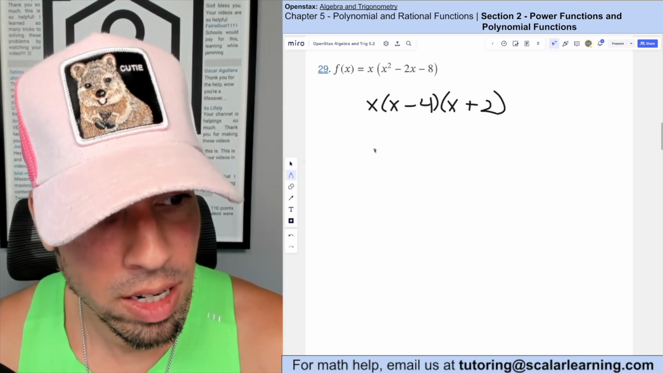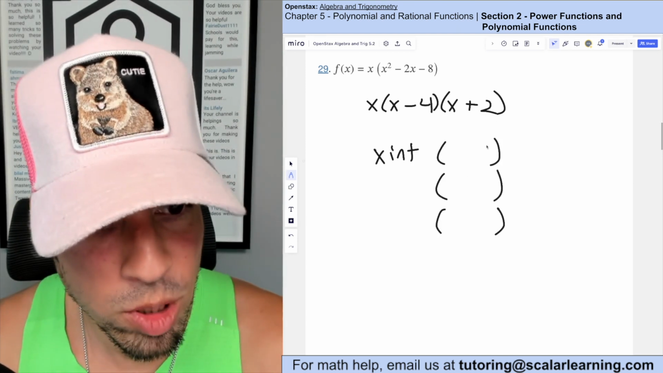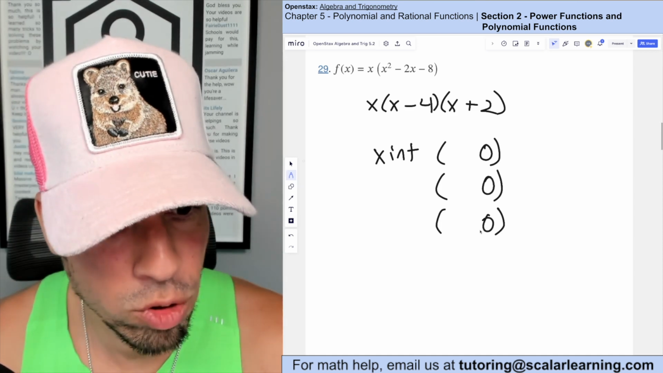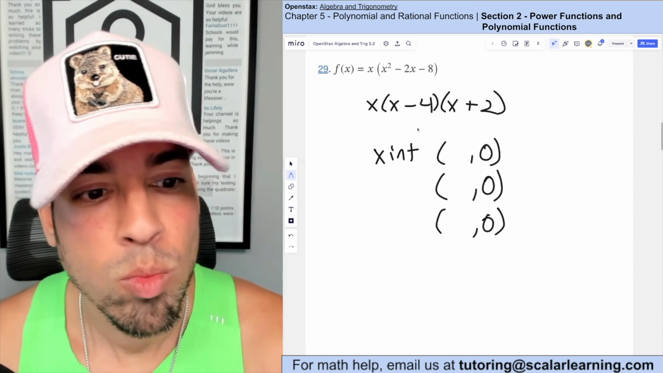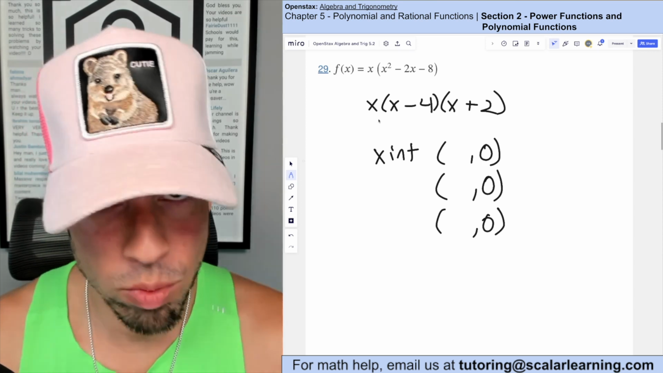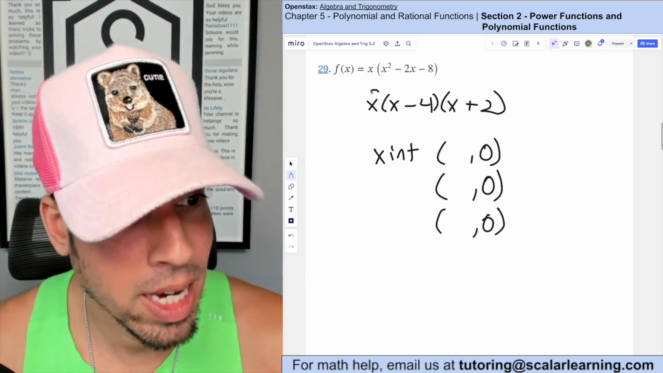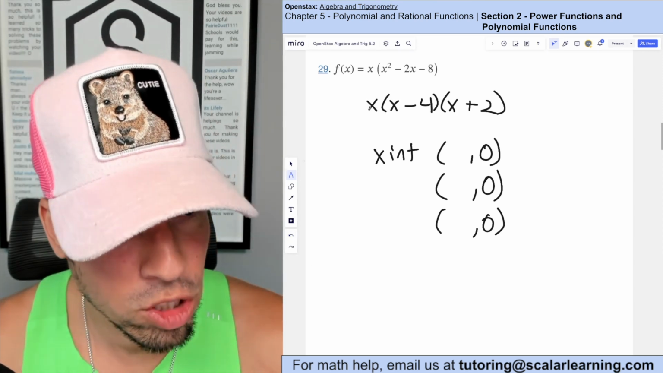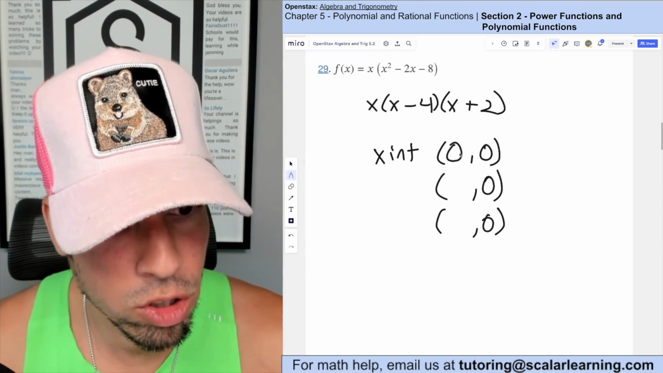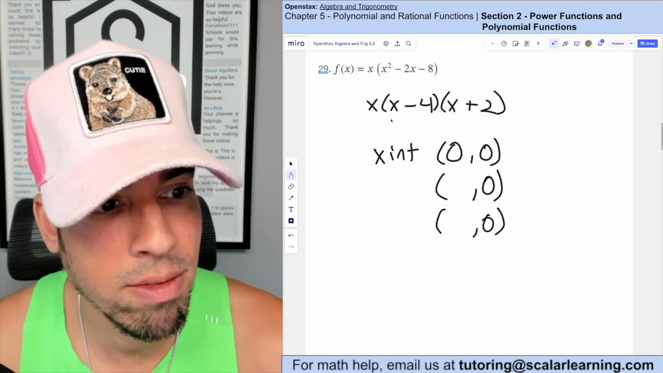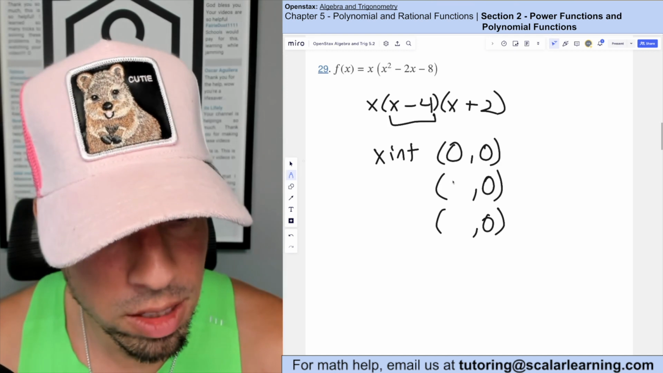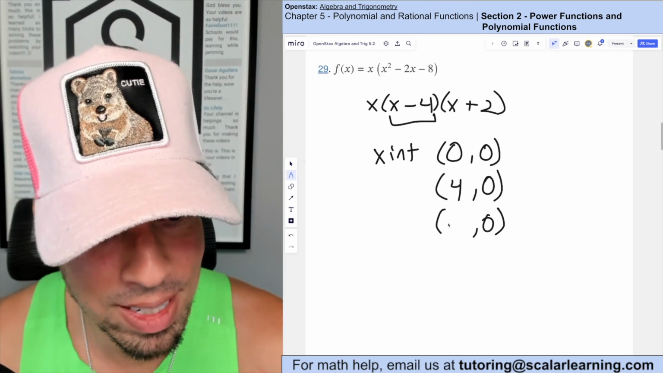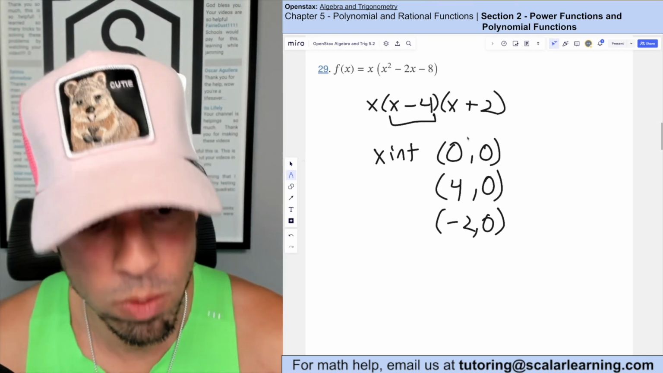Now we're going to find the x-intercepts. So again, for the x-intercepts, it's what's going to zero this out, meaning what's going to produce a y value of 0. So what you'll notice here is there's actually going to be 3 values of x, right? First, I can make x 0. That's going to make that one 0. It's going to zero everything out. So 0, 0 is one x-intercept. We also have, for this one, what's going to zero that out? Positive 4. And then what about this one? It's going to be negative 2, right? Negative 2 plus 2 is 0.